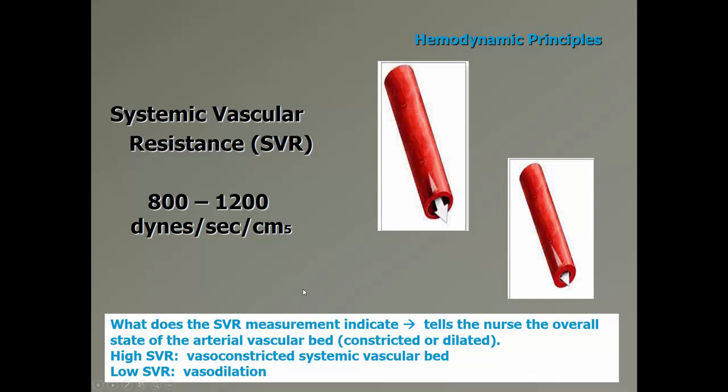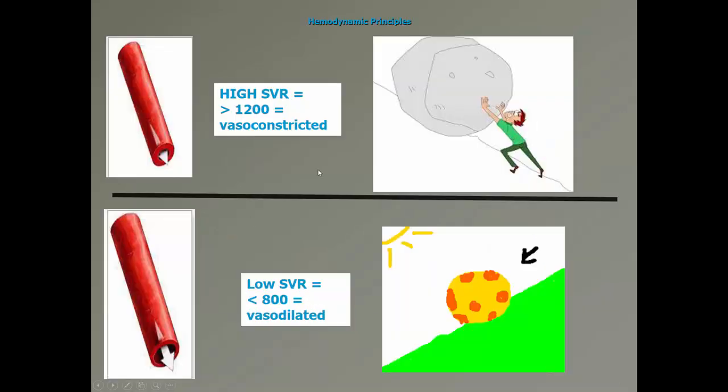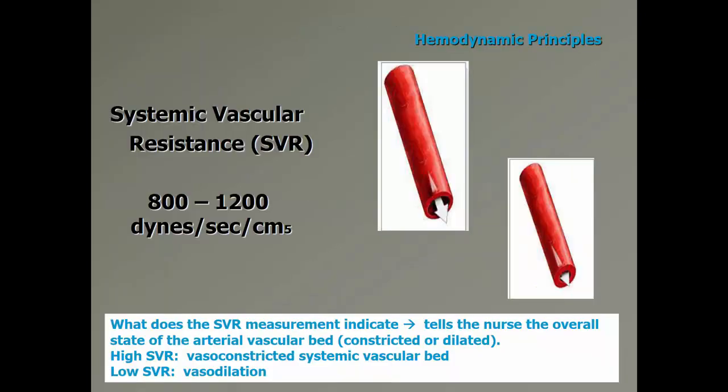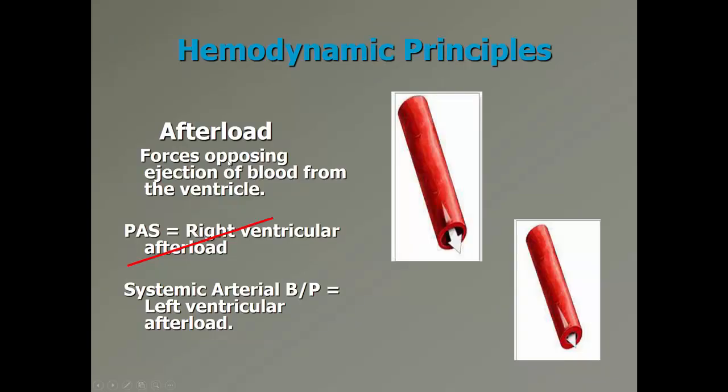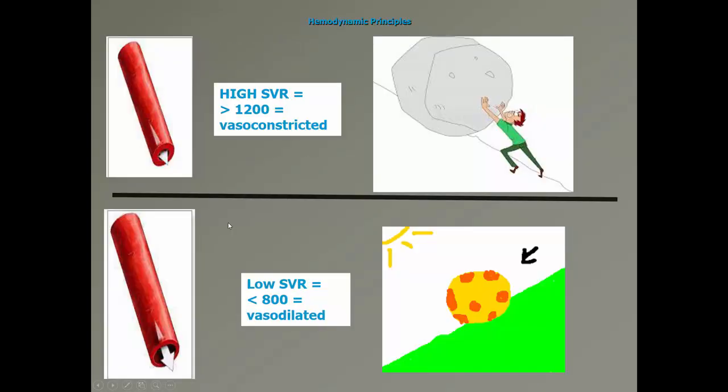The terms match. Now, again, because this can be confusing, let's look at it from just a basic standpoint. If the SVR is over 1200, then the state of the artery is constricted. So if we go back to the definition, the forces opposing ejection of blood from the ventricle, you think this guy right here is the ventricle. And if the resistance is high, as in the artery is vasoconstricted, what do you notice about the ventricle? What is the workload to the ventricle? Well, you know that the workload is greater.